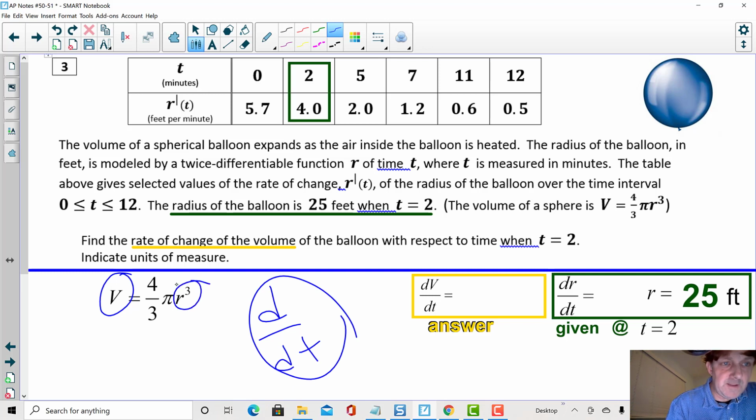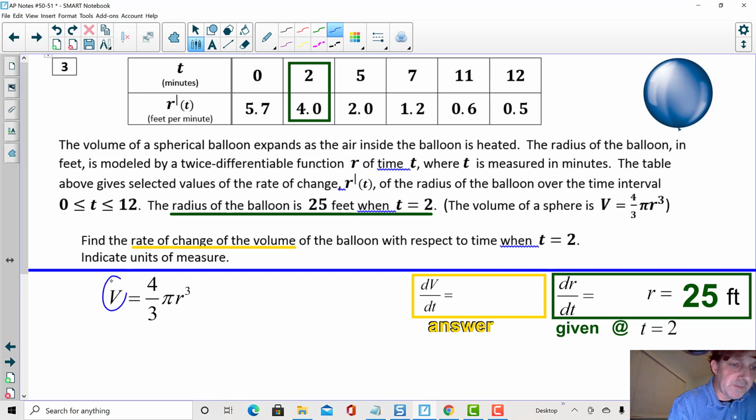Notice none of these letters are t. So for the first one, when I do the derivative of V, I'm going to get 1, but it's the wrong letter. So then I'm going to have to do V prime. The 4 pi over 3 is a constant. So I'm just doing the derivative of r to the third, and that will be 3r squared. But r is the wrong letter, so I got to do the chain rule. I got to do the derivative of r, and that's going to give me dr dt.